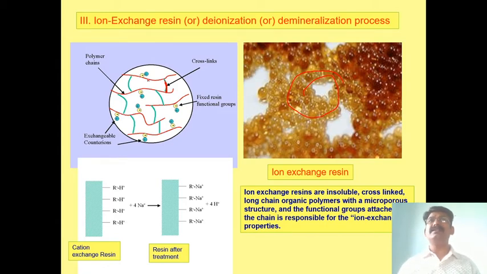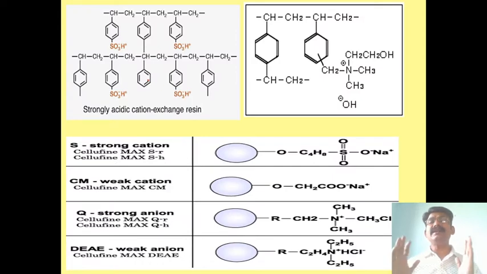The basic resin means what? The basic nitrogenous content. Acidic resin means acid group, that is H plus ion, release of H plus, and basic means release of OH minus. So these two types of resins can be used in the purification of hard water by the ion exchange resin method. Okay. Now the resin structure.